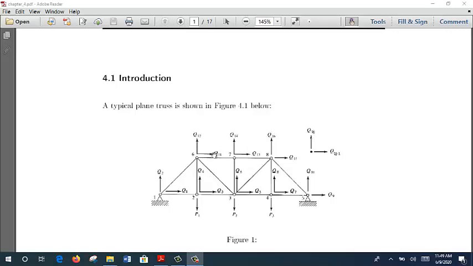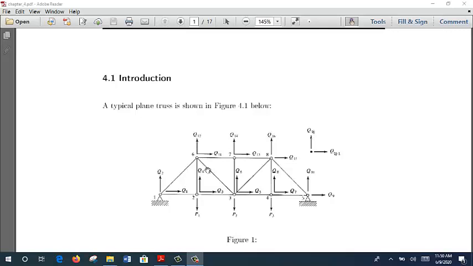And lastly, the bar supports axial load only. It means that it is just applied for the axial load only. Bending, torsion and shear are not transmitted to the elements in the trusses. So that is the difference between trusses and also a beam that will be discussed in the next chapter.